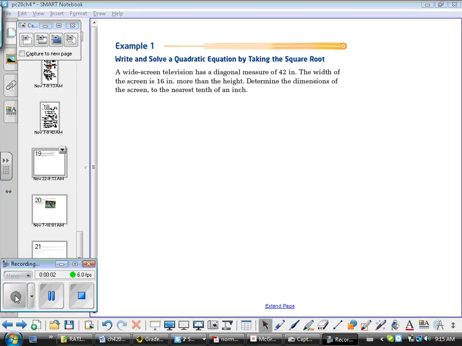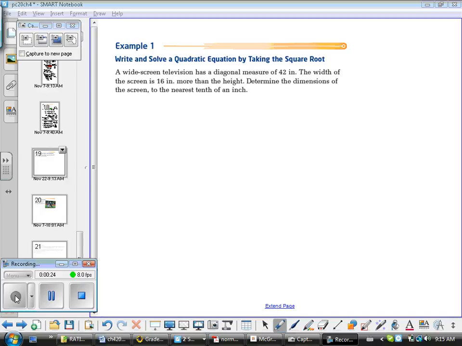Okay, so for the examples in 4.3, we're just going to be doing some completing the square to solve some quadratic equations, okay? So write and solve a quadratic equation by taking the square root. A widescreen television has a diagonal measure of 42 inches. The width of the screen is 16 inches more than the height. Determine the dimensions of the screen to the nearest tenth of an inch.